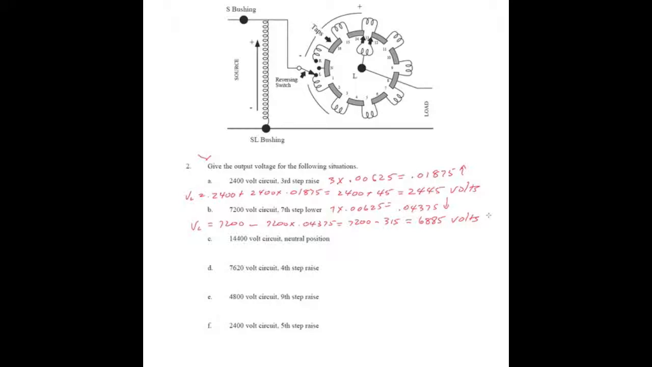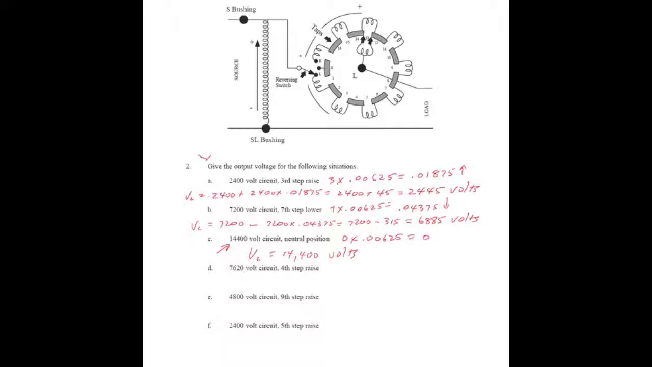C is in the neutral position. So in the neutral position, we're going to change the voltage by 0 times 0.00625, which is 0. There's no change in the voltage, so the voltage of the load is 14,400 volts.